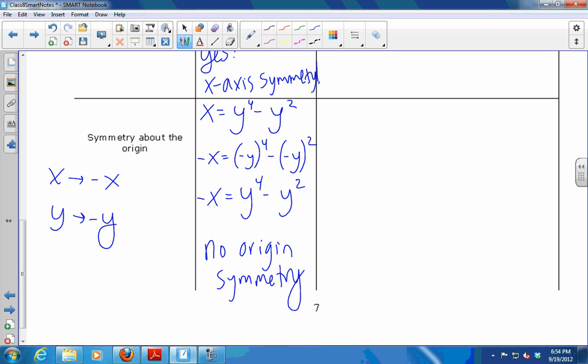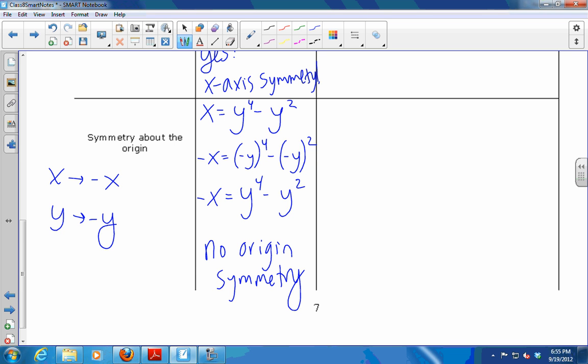So an important question might be, once I found that it had x-axis symmetry, could I just stop? Could I just say, oh, I found the kind of symmetry it has, I'm done? That's the question. Can something have more than one kind of symmetry?